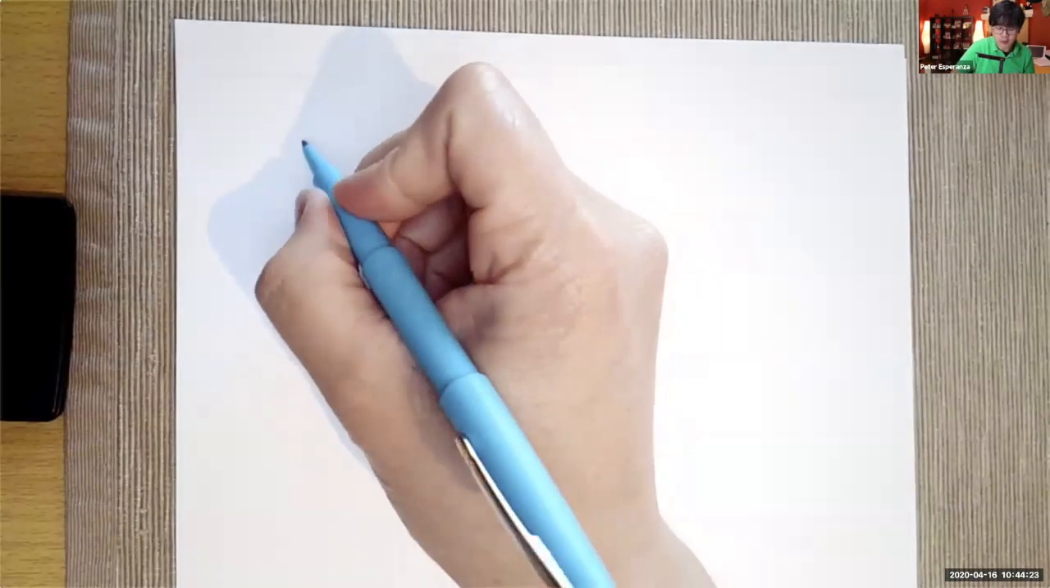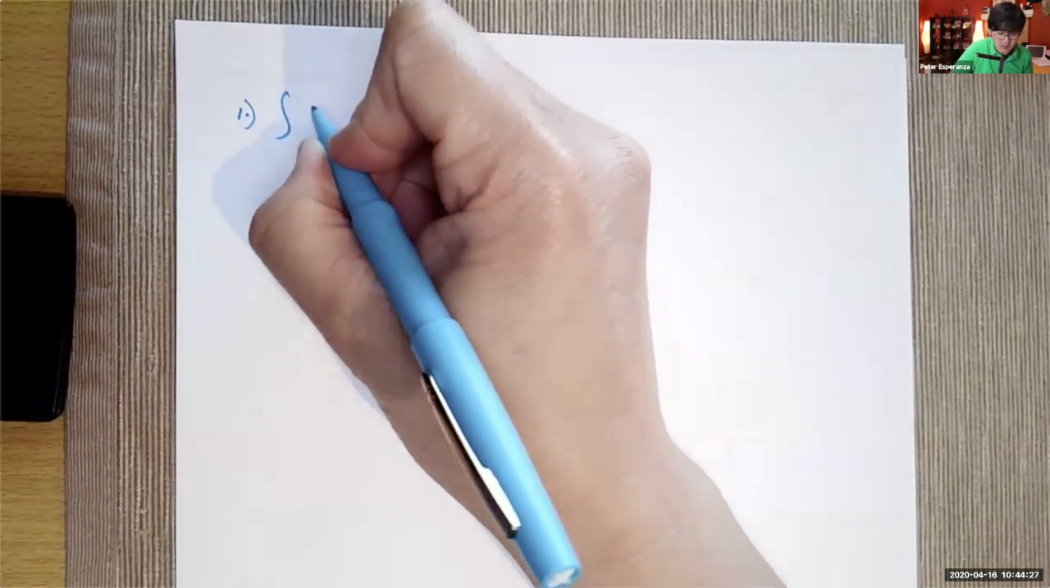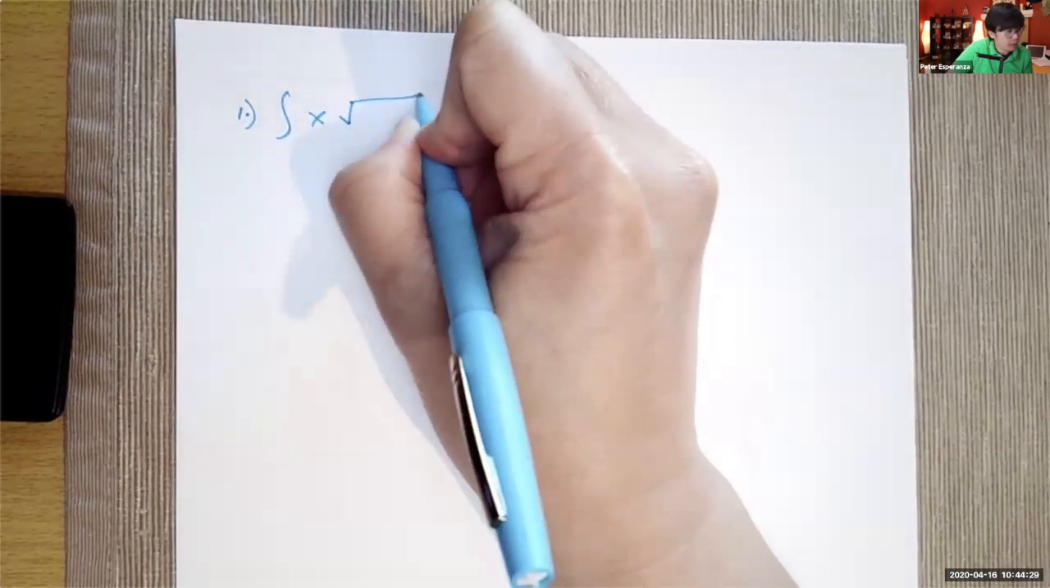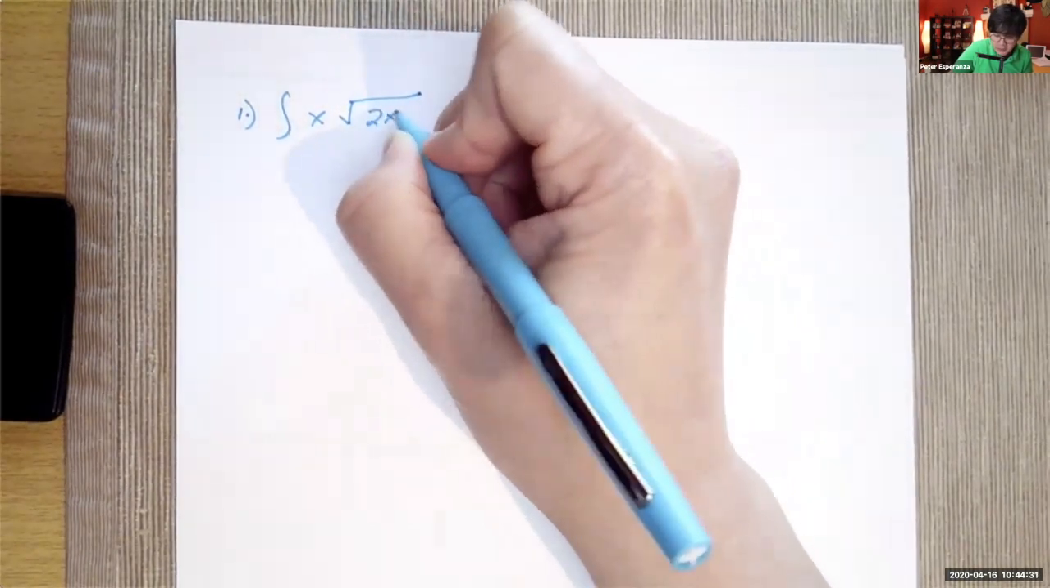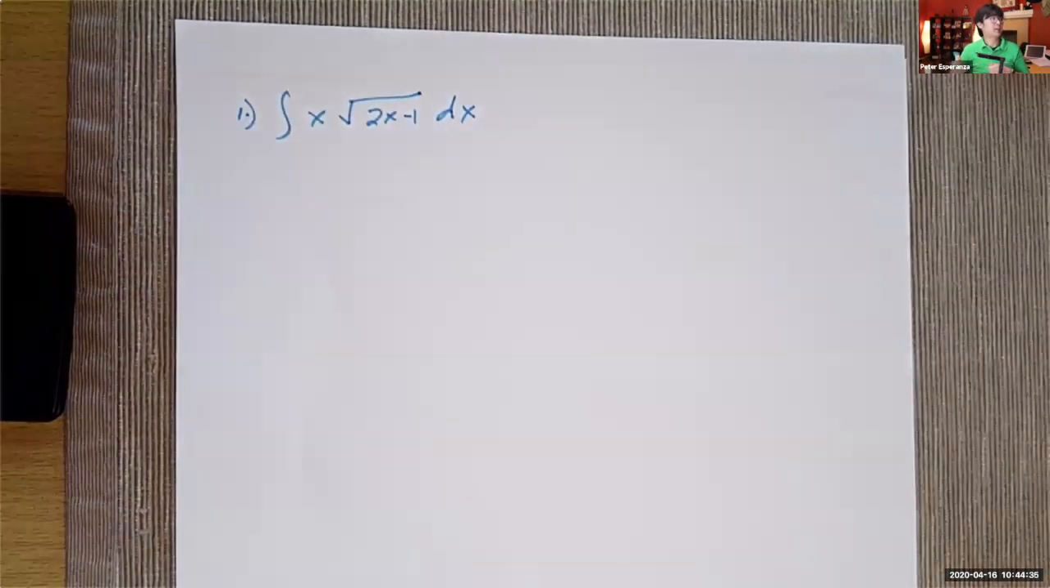All right. Okay. So u-substitution, that's what we're going to be working on. So let's say, get your pen and paper ready. And we're going to solve for the integral of x square root of 2x minus 1 dx.